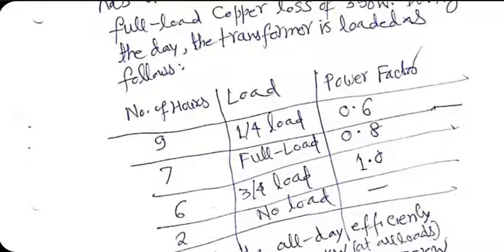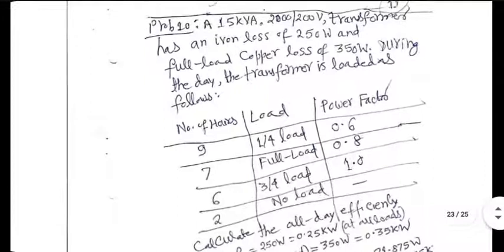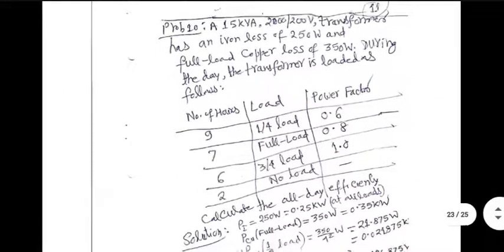And then I guess evening time begins. So for 6 hours, the load goes down to 3/4 of full value and power factor improves even better. It goes to 1, perfect case. And then for 2 hours, it seems that nothing is connected to the transformer. Maybe transformer is down for maintenance in that period. Anyway, this is all given to you based on some real life scenario. So this is the loading on the transformer over a 24-hour period. Our job is to calculate the all-day efficiency.